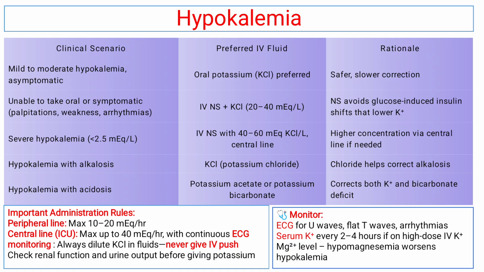When we are giving potassium, we should look on ECG for U waves, flat T waves, or arrhythmias. Serum potassium should be monitored every 2 to 4 hours if the patient is on high dose IV potassium. Magnesium level should be monitored because hypomagnesemia can worsen the hypokalemia.